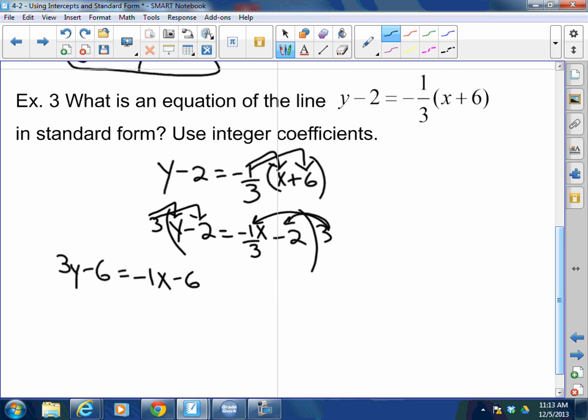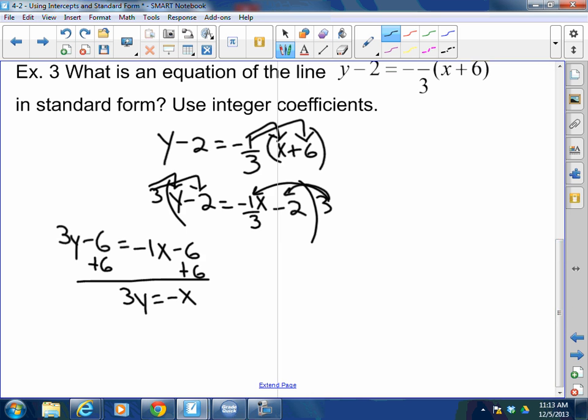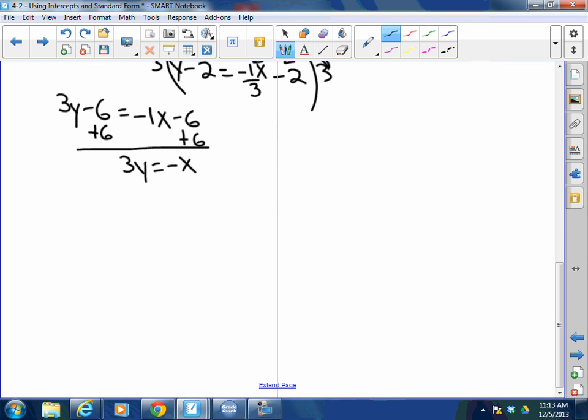Okay, now what? I want to get the x and the y together on one side. I want to get the numbers all together on one side. What do I do? Yes, sir. You can add 6 to both sides. Excellent. And you're going to have 3y equals negative x. Okay, now what? Don't I want the x and the y together on one side? So what do I do, guys? I add x. Don't let it stress you.